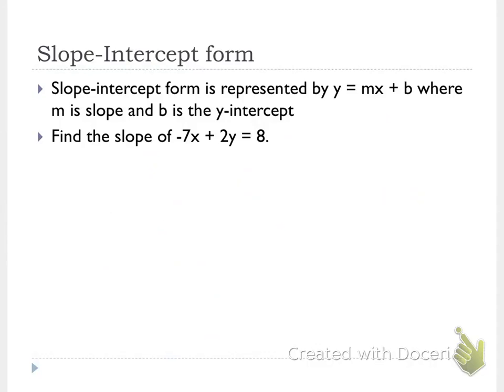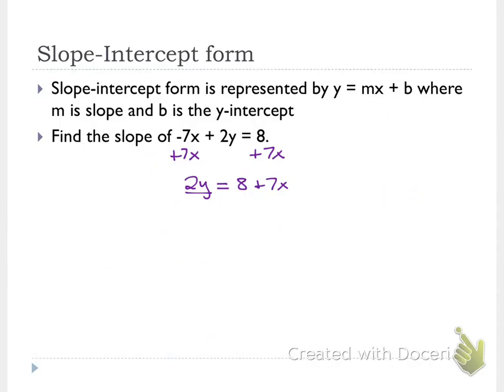So find the slope of -7x plus 2y equals 8. Okay, for that, we just need to take this and put it in slope-intercept form. And we do that by solving for y. So we want to get rid of this -7x, so add 7x to both sides. You get 2y equals 8 plus 7x.